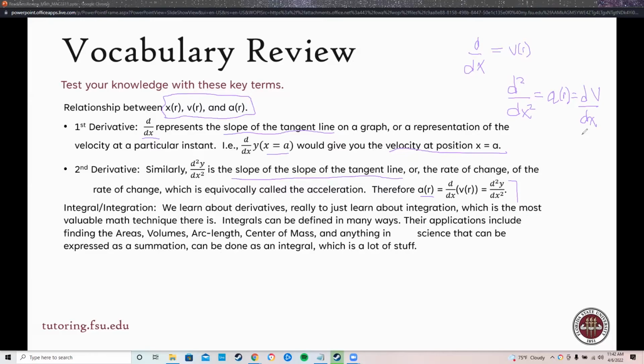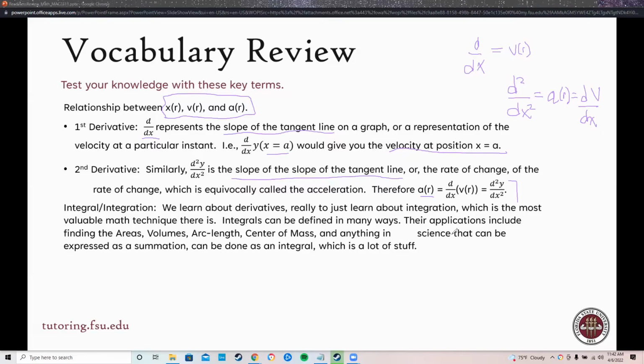So in calculus, we really learn about derivatives just so that we can learn about integration. Integration is like the most valuable math technique there is, in my opinion. Most of the hugely important physical concepts that we get out of math come from doing integrals, because there are so many things that they represent, meaning that they represent the area under the curve.